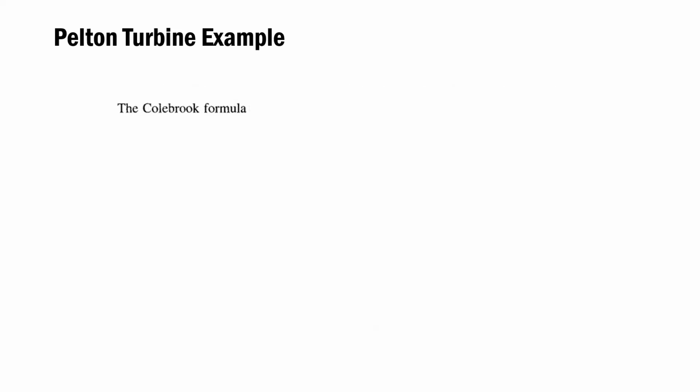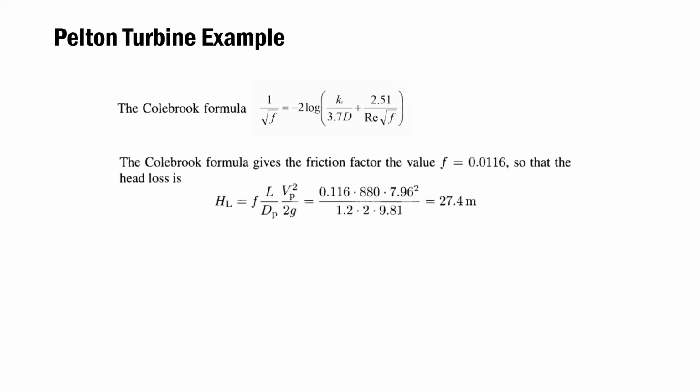Now we want to use the Reynolds number to calculate the friction factor inside the penstock using the Colebrook formula. I believe you have encountered the Colebrook formula as well in fluid mechanics classes. The Colebrook formula gives a friction factor value of 0.0116. We want this friction factor value because we want to calculate the head loss due to friction inside the penstock.